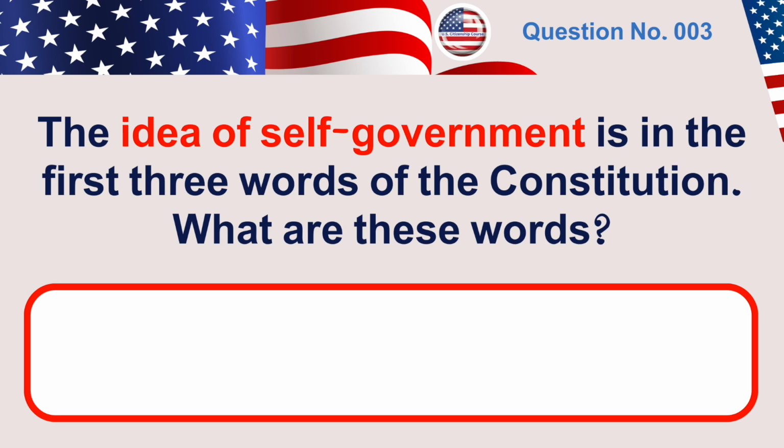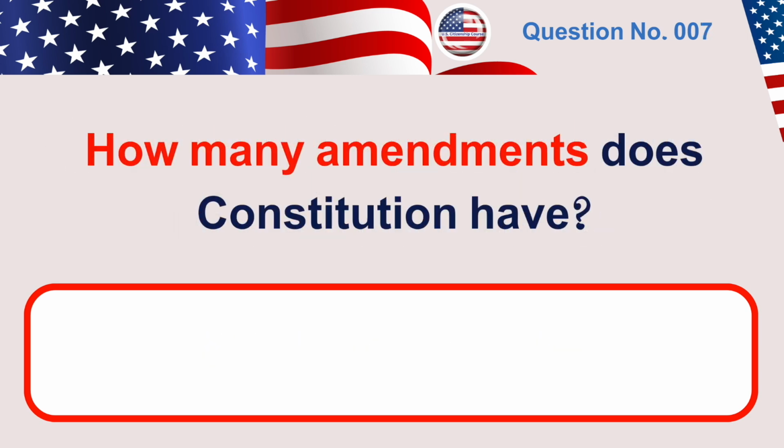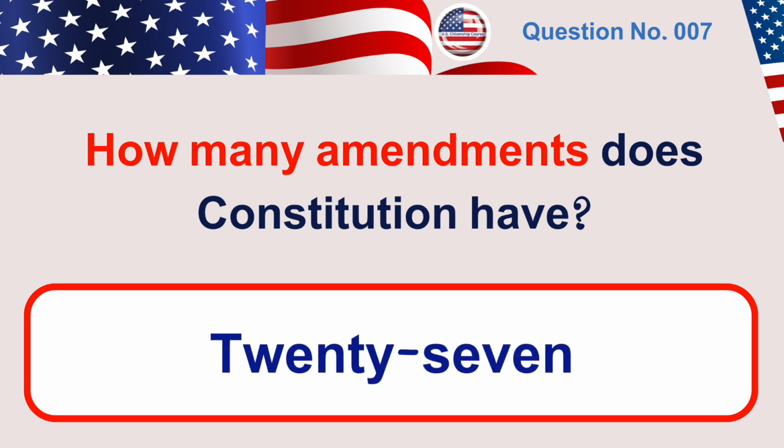The idea of self-government is in the first three words of the Constitution. What are these words? We the people. How many amendments does the Constitution have? 27.